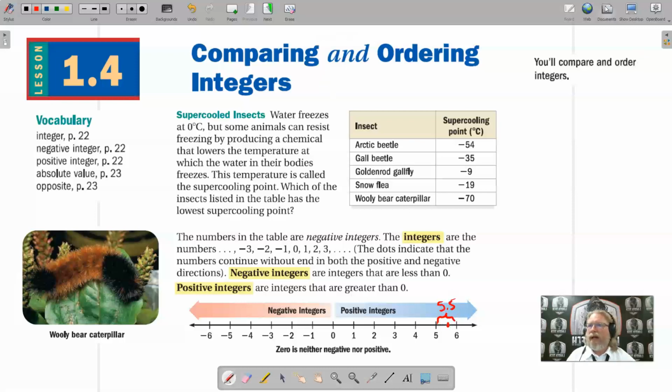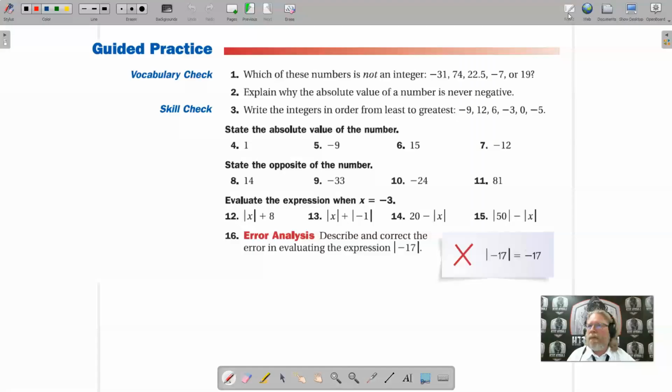So if we go back and look at those problems, looking for the ones that have decimals in them, we see that this one here is. So this one's not an integer. -31 and -7, those are negative integers. And 74 and 19 are positive integers, non-decimal numbers. Explain why the absolute value of a number is never negative. Well, absolute value is all about distance, right? Distance can't be negative. That's why absolute values are never negative.